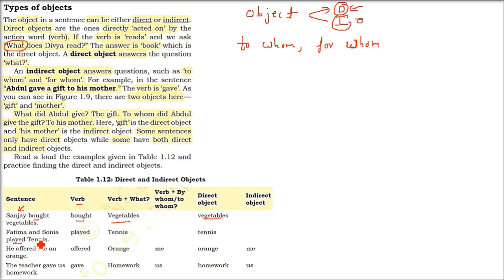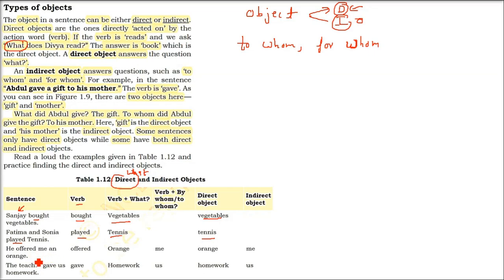Fatima and Sonia played tennis. Played is verb. Fatima and Sonia is clearly the subject. Now played what? Answer this question. So they played what? Tennis. So tennis is the direct object here. The answer of what is the direct object. Direct gives you the answer of what.